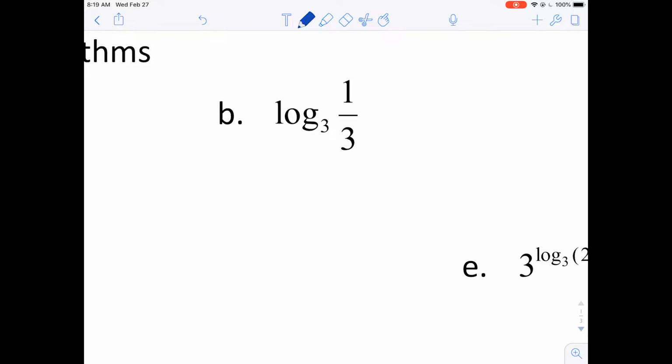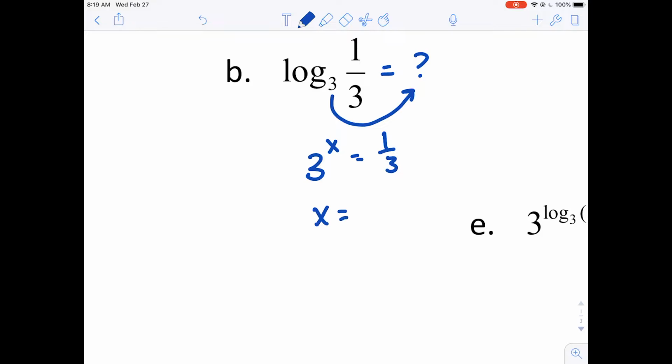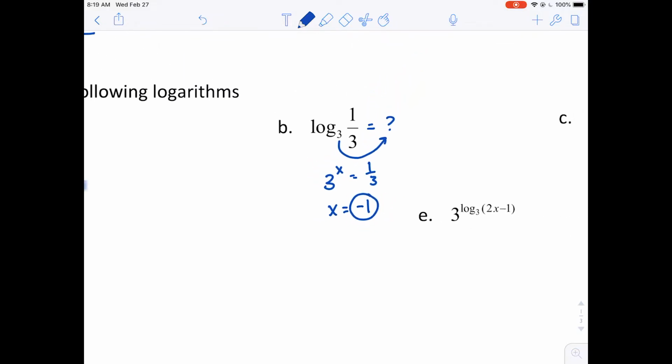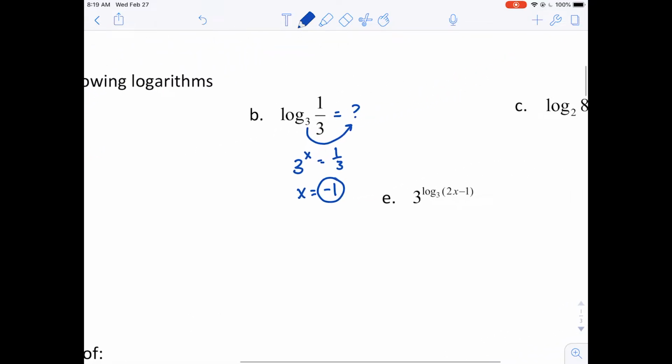All right, so B, again, we ask, what power can we raise 3 to to get 1/3? So we take 3 to the x equals 1/3. Then x is going to be negative 1 because we want it to flip. Okay.